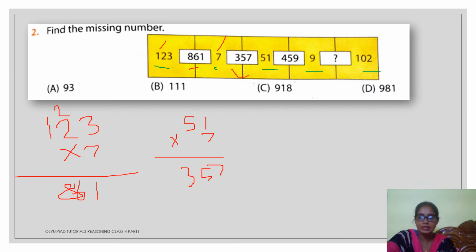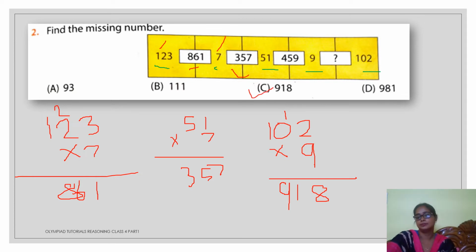Here the last number is missing. There are two numbers, one on the right hand side and one on the left hand side. So you just have to multiply: 102 into 9. 9 twos are 18, 1 you carry. 9 zeros are 0, and this one you bring down. 9 ones are 9. So what did you get? 918, which is your option number C. Quite easy.